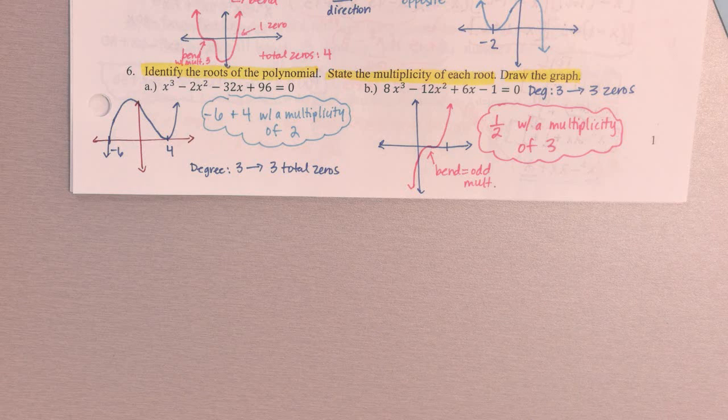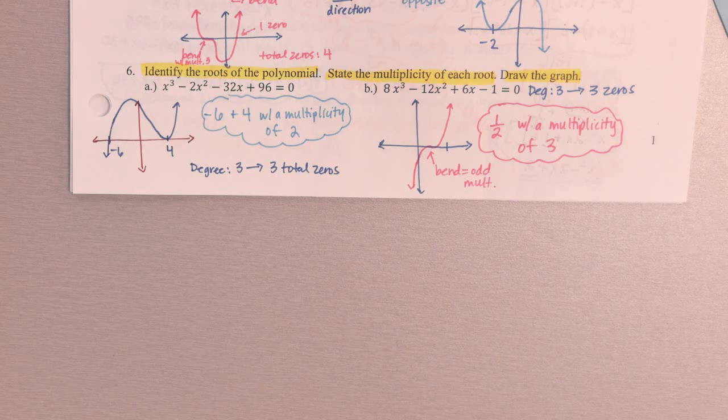So for number 6, you have to identify the roots. It says state the multiplicity, draw the graph. So you should be going to the graph first for these, drawing the sketch of the graph, and then notice at 4 there's a touchback. So there's an even multiplicity here.